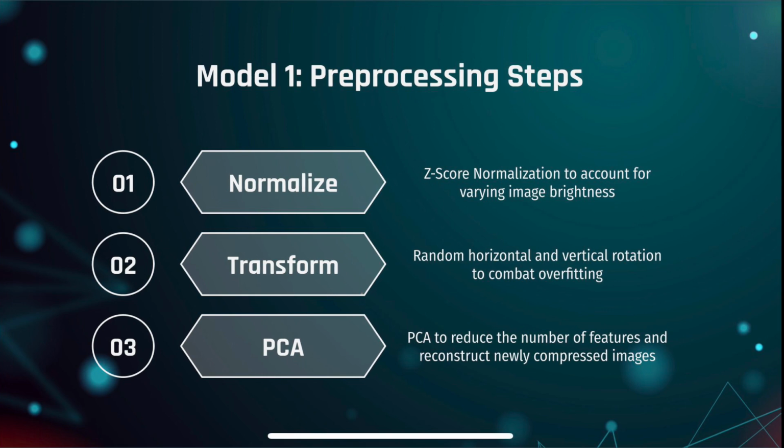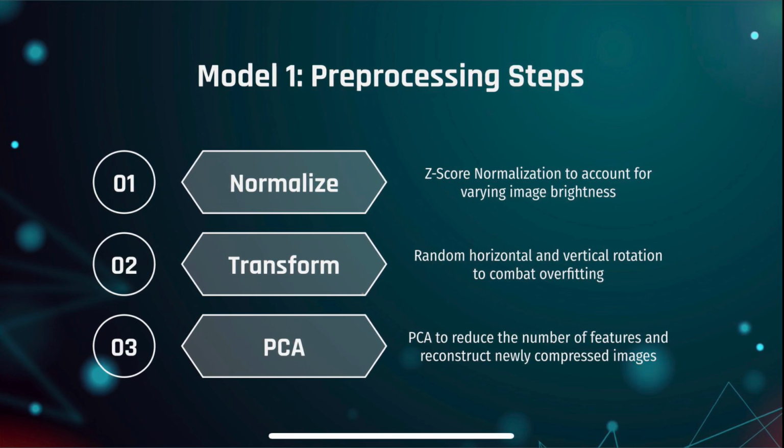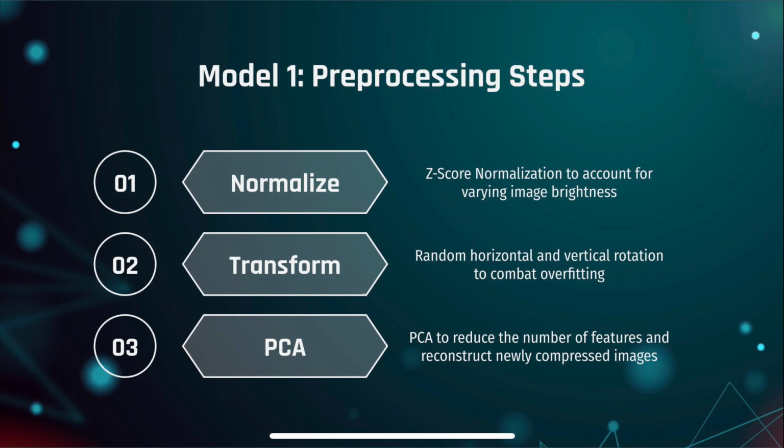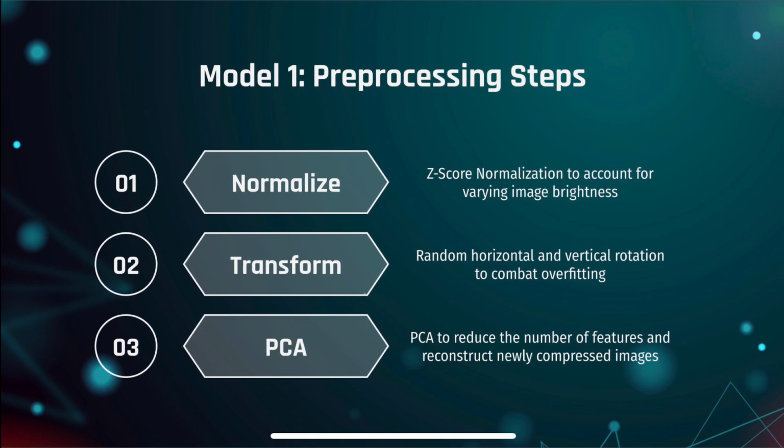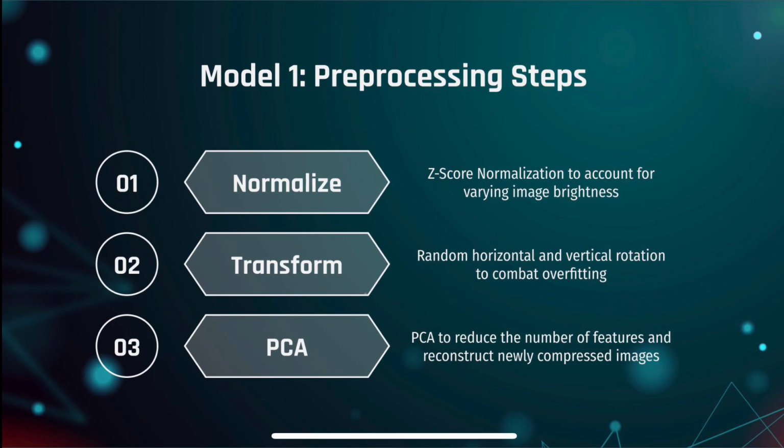For our first model, we implemented a ResNet, but before we get there, we must look at the pre-processing steps. We started with a z-score normalization, as the MRI scans came with different brightnesses. We then performed random horizontal and vertical rotations to combat overfitting. And lastly, we used principal component analysis to reduce our features.